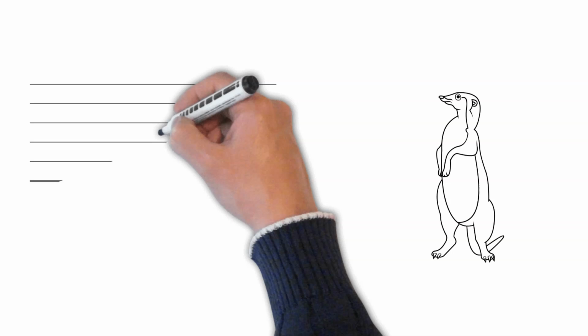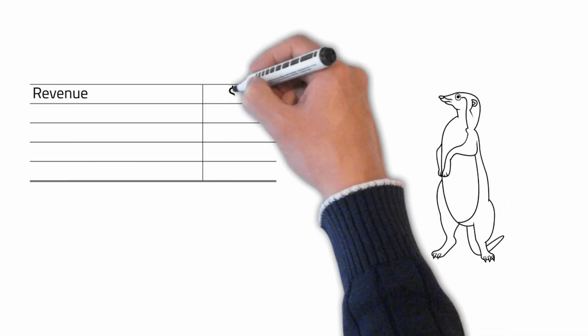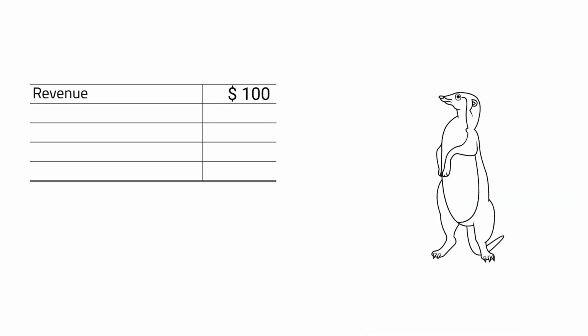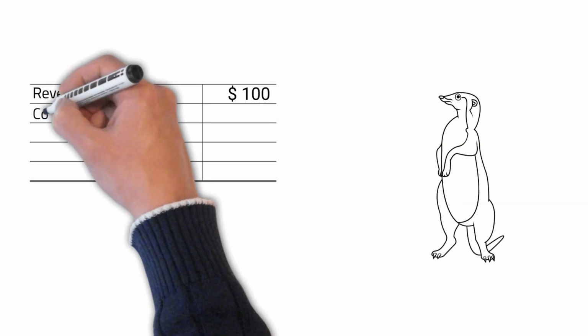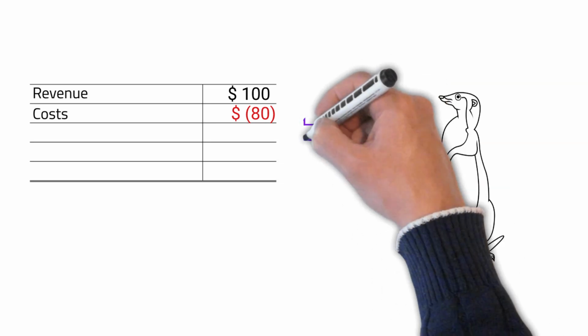Here is an example of a simple income statement. Revenue is recorded on top as a positive amount. It generates value for us, so it's positive. Costs are recorded below and are normally shown as negative. Let's put them in brackets to show that they are negative, as an alternative to the minus sign.